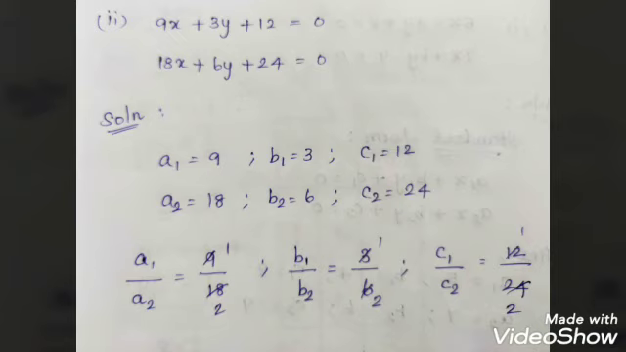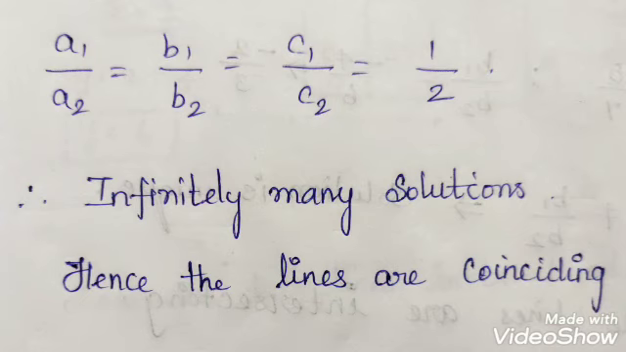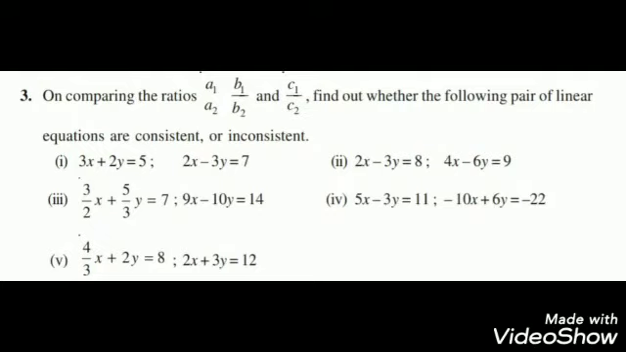Is this clear, how to compare A1 by A2, B1 by B2 and C1 by C2? All three are equal to 1 by 2. So it has infinitely many solutions. Hence the lines are coinciding. Is this clear? If the three ratios A1 by A2 equal to B1 by B2 equal to C1 by C2, it means it has infinitely many solutions. In the graph, the lines will be coinciding.